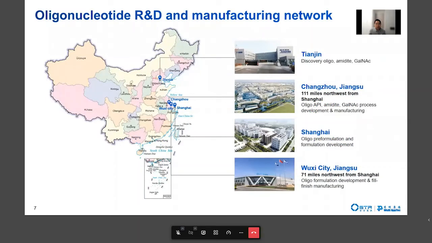This map shows the location of each of our groups. Tianjin site is where our oligo discovery group is located. Changzhou is mainly for process development and larger scale manufacturing. Shanghai is for pre-formulation and formulation development, and WuXi is for fill finish and larger scale production.